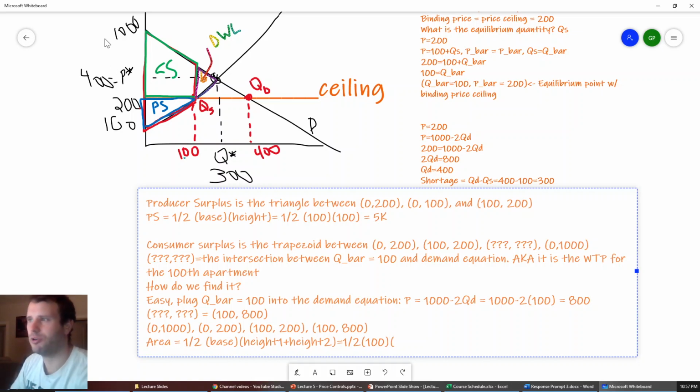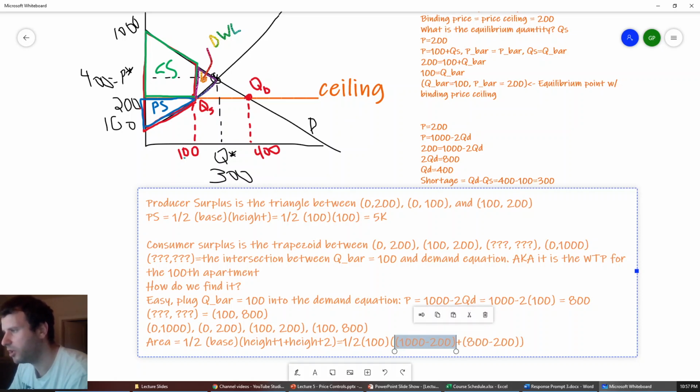Okay. What's your first height? Depending on which one you're considering, is it this long line or this small line? Let's start with the long line. Height 1 goes from 1,000 to 200, so it should be 1,000 minus 200. What about height 2? That goes from 800, which is the point that we found, to 200. So that'll be 800 minus 200. And these should be added. I'm adding parentheses that actually don't matter, but are better for explanation's sake. So this is your height 1, and this is your height 2. To simplify that, we have 1/2 times 100 times 800 plus 600.